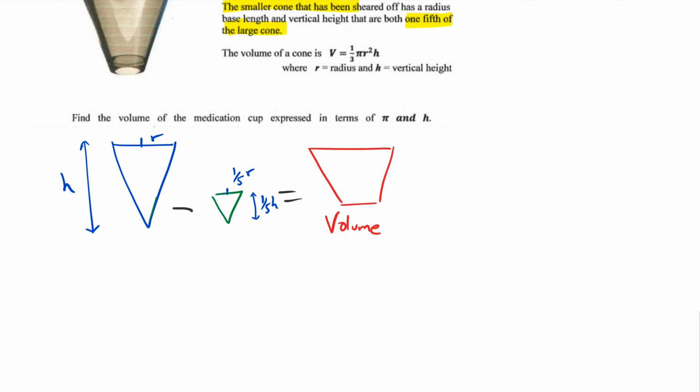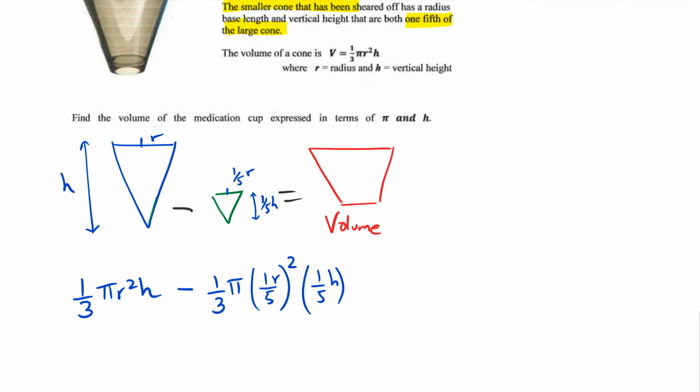So our volume formula for the big cone is going to be 1/3 pi r squared h, minus, and on this side we need to know that this is going to be 1/3 pi, but our radius is equal to 1/5 of r, squared, and then our height is equal to 1/5 of the height. Okay, so I got that from here. The radius is 1/5 of the radius, and the height is 1/5 of the original big height that we were dealing with.